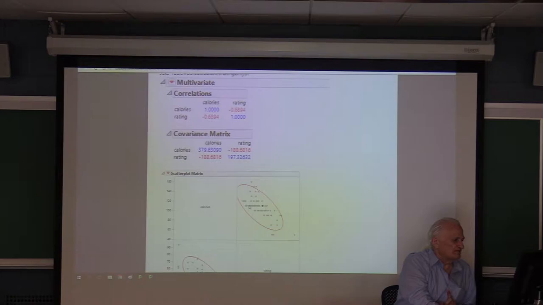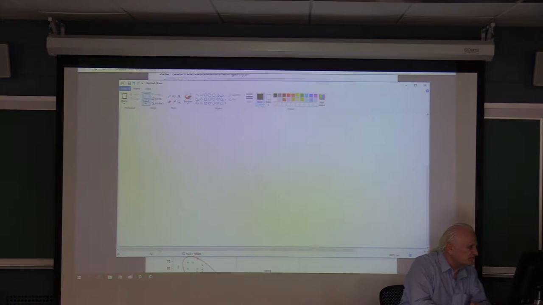I talked about the weighted average last time. I'm going slow because I want you to understand, and I wish I could do linear algebra. So I have X1 and X2. These are the initial variables, calories and ratings.